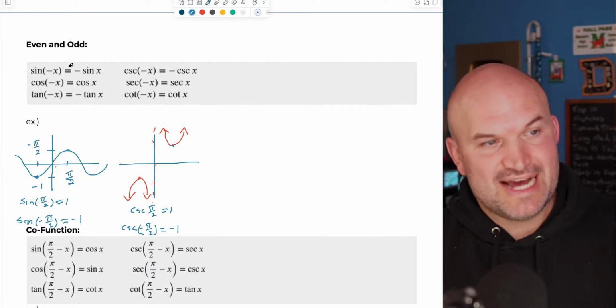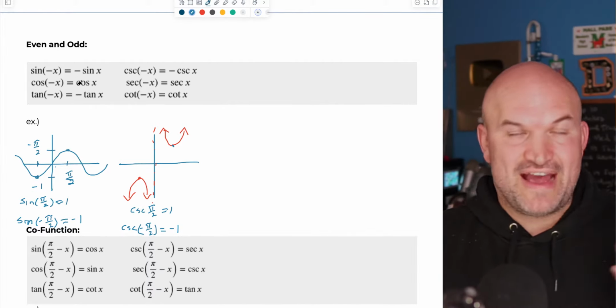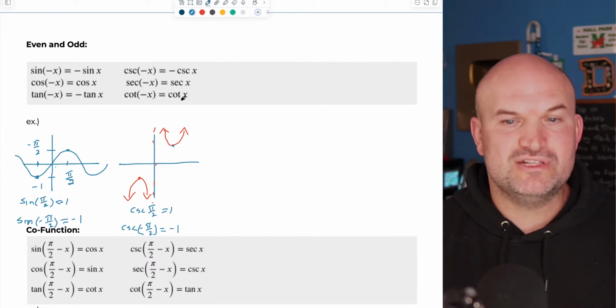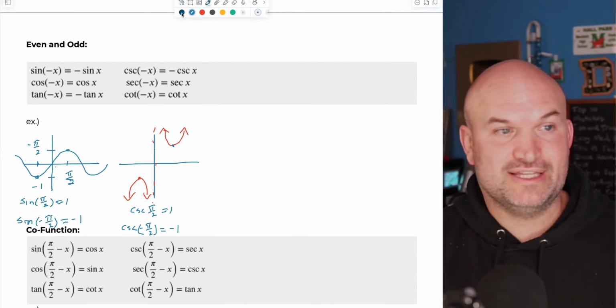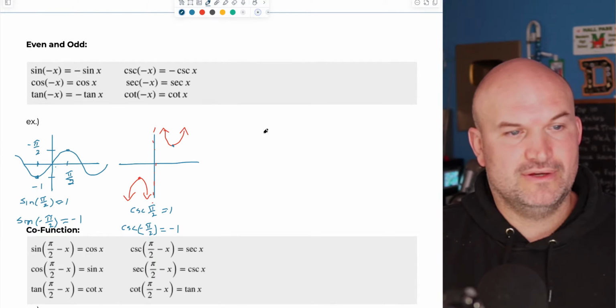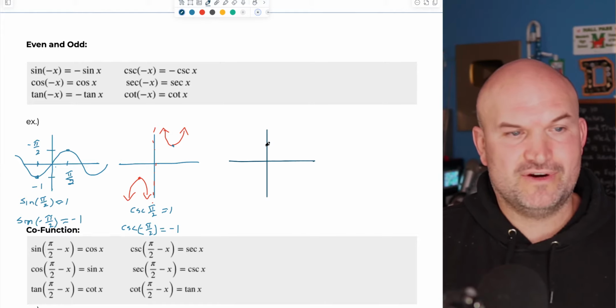So we're dealing with the sine and the cosecant. Whenever we're taking the negative of that angle, the value is going to be the exact same, just the negative version of it. Now, we can also look at this in terms of the cosine graph. Because hopefully you remember the cosine graph looks very, very similar to the sine graph, right?